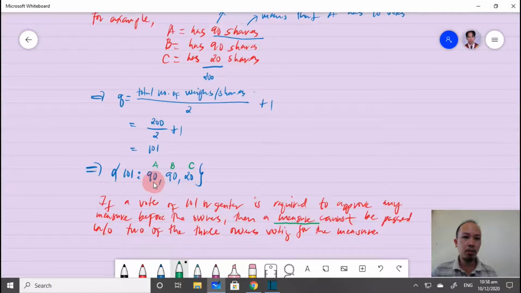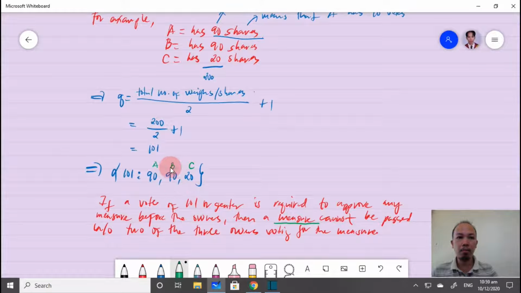For example, if only A will vote and B and C are absent, then what will happen? The required vote must be greater than or equal to the quota, which is 101. So the votes is 90 because B and C are absent, so it cannot pass. So if two are present in the voting, then it can pass a measure.